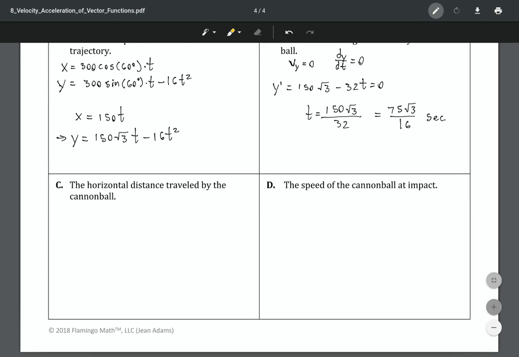Now, this is the horizontal distance traveled by the cannon. What I know is that when the cannon hits the ground again, the height will be 0. So I need to first figure out when the height is equal to 0, meaning when the y coordinate, the trajectory of the ball in the y direction, is 0. So don't get lost. This is the equation of the trajectory of the cannonball.